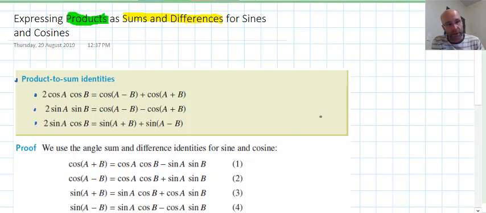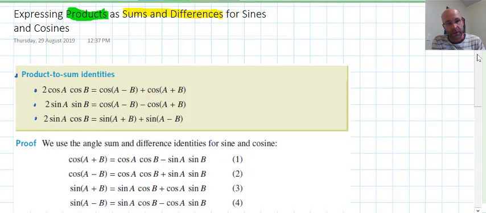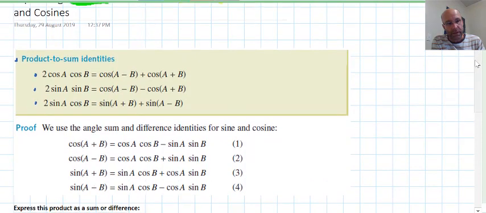And where do they come from? Well, we've done some work on identities for angle sum and angle difference for sine and cos, and it comes from actually there. So basically we can look at where each of these come from. So you're familiar with these below. The first one here is achieved by looking at below the second one plus the first one.